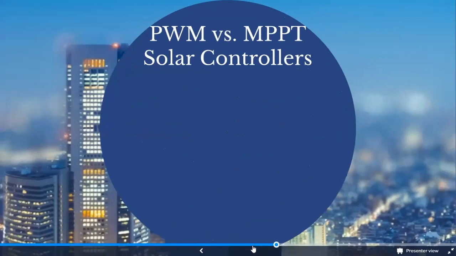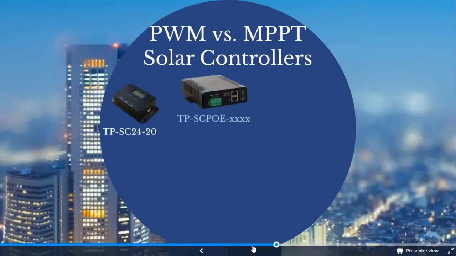Now, covering PWM versus MPPT. PWM stands for pulse width modulation. MPPT is maximum power point tracking. These are our PWM controllers. This is our TPSC2420. This will give you 12 or 24 volt output on a 20 amp controller. The SCPoE will have a 12 or 24 volt DC option, as well as 24 or 48 volt PoE output. So you do have the dual output options, but it's an 8 amp controller.